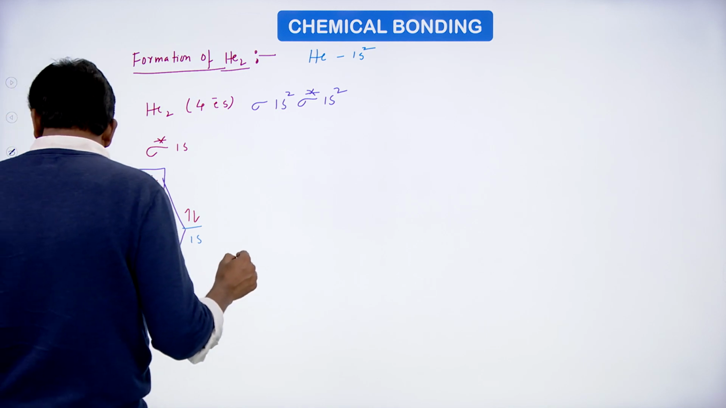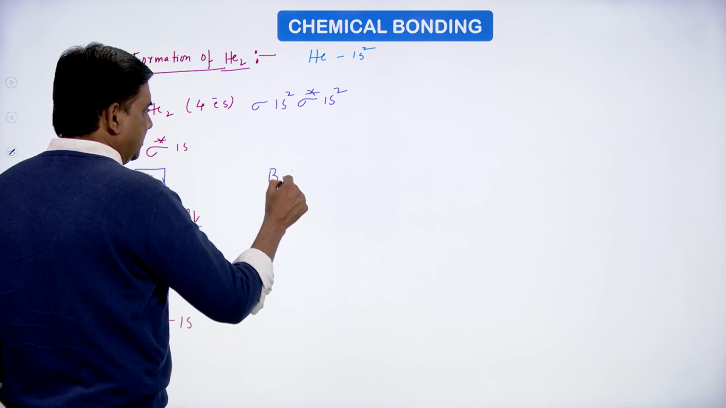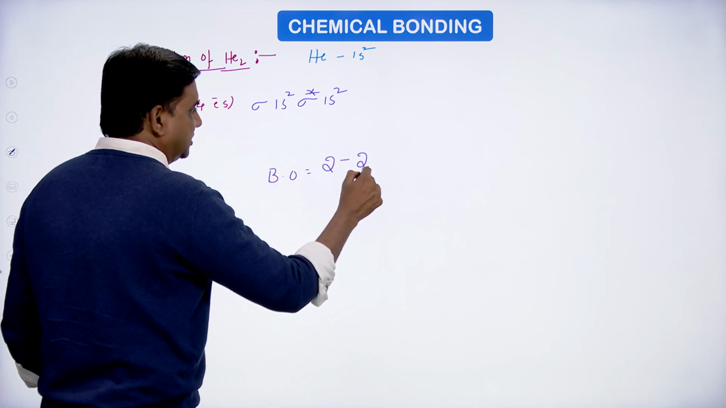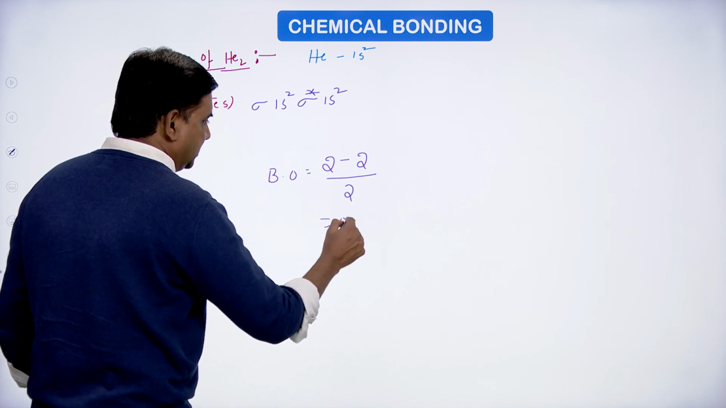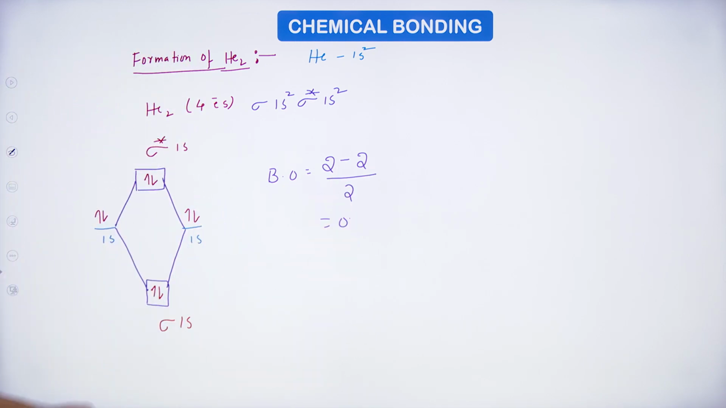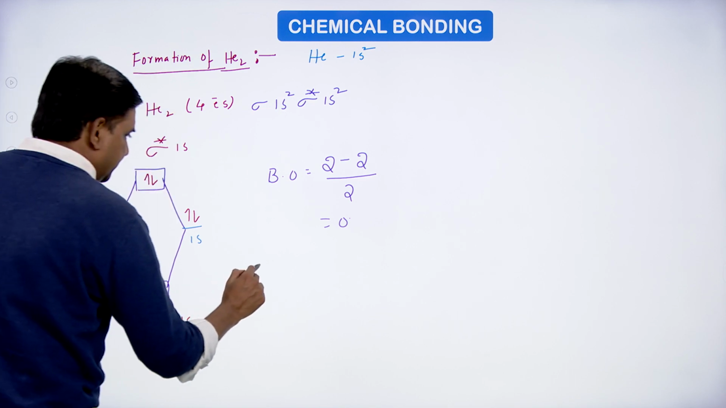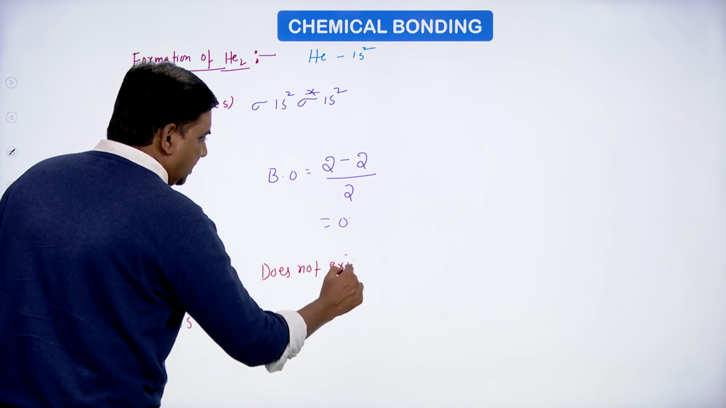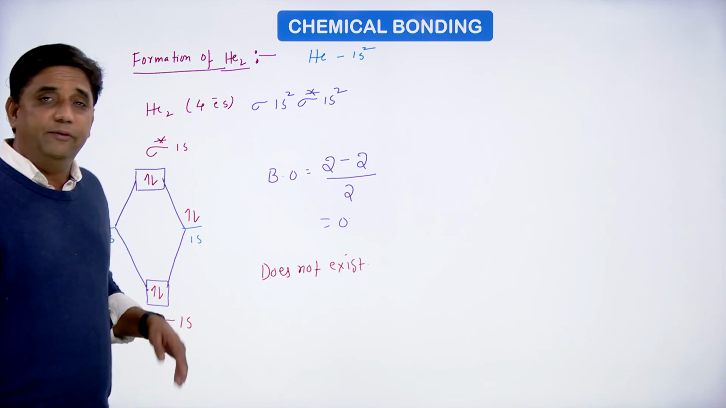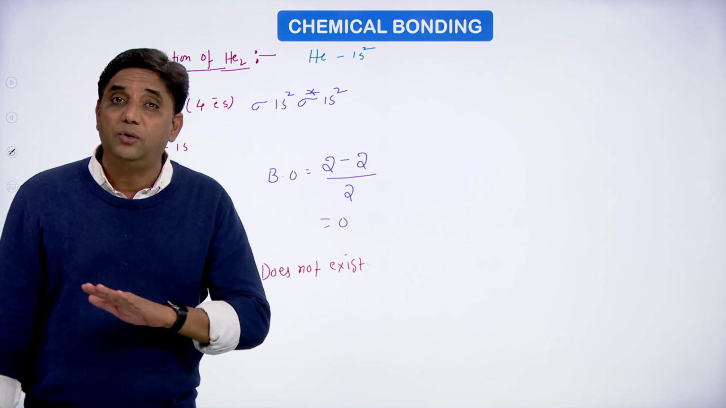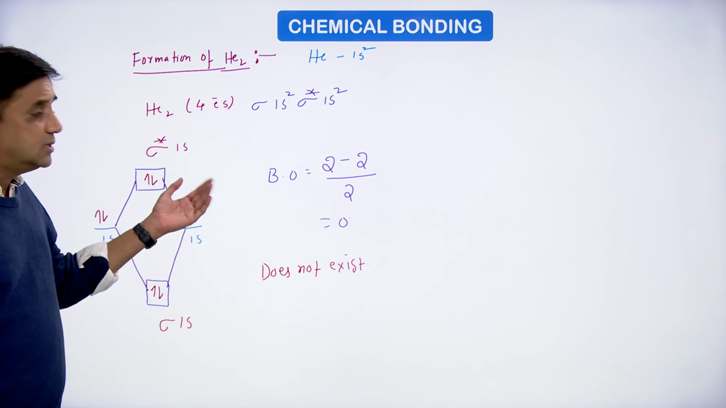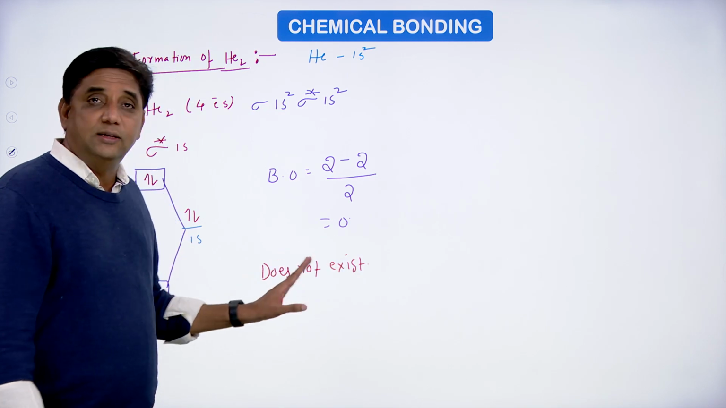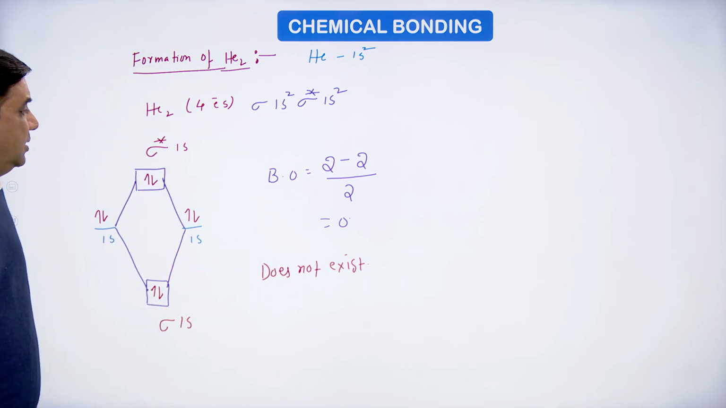Now if you calculate the bond order: number of electrons in bonding orbitals is 2, in anti-bonding orbitals is 2, so 2 minus 2 by 2 is equal to 0. Bond order 0 means this molecule does not exist. The helium molecule does not exist because the bond order is 0. I already told you, if the bond order is 0 or negative, that molecule will never exist. So in the case of He2, the bond order has come 0, so it never exists.